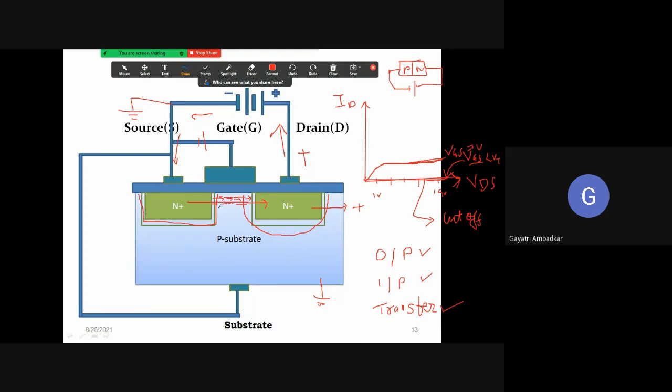Therefore, what is happening? Here the depletion layer is less and here the depletion layer is more. So see how your channel becomes. The channel width will be larger here and it is smaller here.